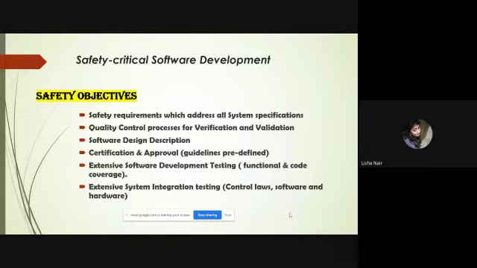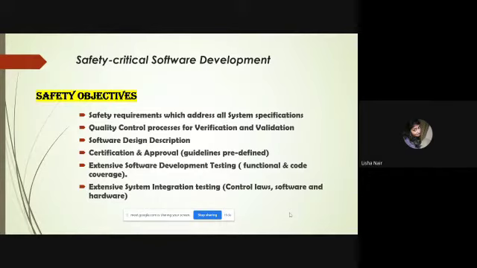In the safety critical system, testing plays a very important role, because implementing does take a huge cost, and even more time.